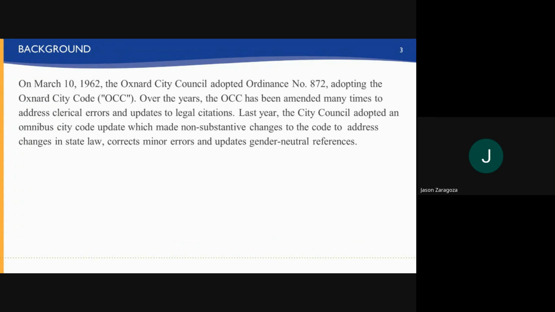Code. Over the years, the code has been amended many times to address clerical errors, updates of legal citations, and the like. Last year, the City Council adopted an omnibus city code update, which made various non-substantive changes to the code that addressed changes in state law, corrected minor errors, provided updates to gender-neutral references, etc. At that time, the council was notified that the city attorney's office would periodically update the code as necessary to comply with state laws, strengthen regulations, and the like.